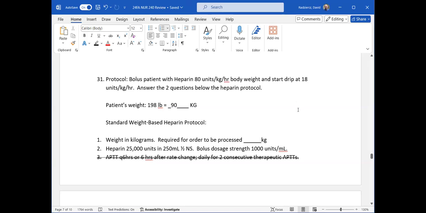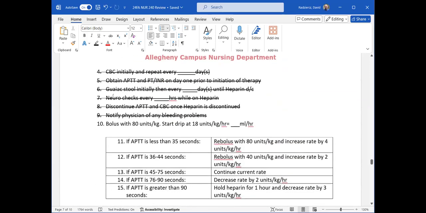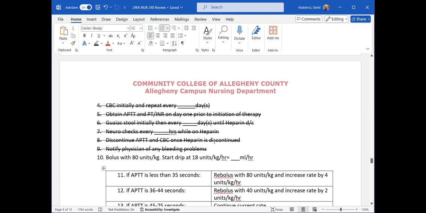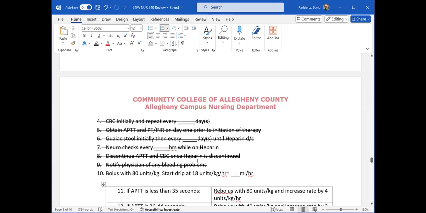And then we're going to do what it tells us to do. It says to answer the 2 questions below the protocol. Remember, all these numbered segments are the protocol, and what's crossed out are things you do not need to solve as far as the protocol is concerned. You just need to calculate a bolus and then calculate the infusion rate. So let's go through that.